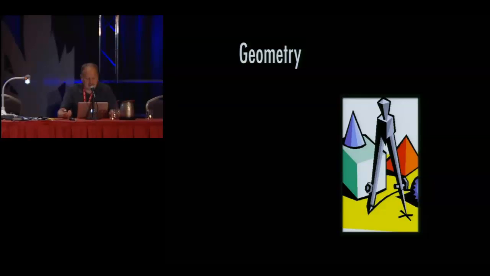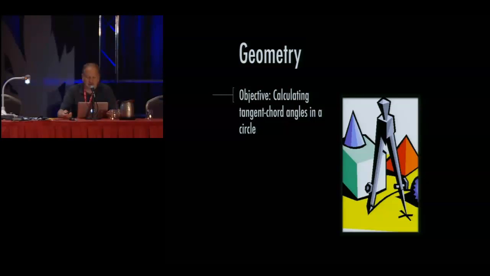But let me just explain a typical lesson in Michael's class. So the objective of a lesson might be something like calculating tangent chord angles in a circle. Everybody remembers how to do that? I didn't.